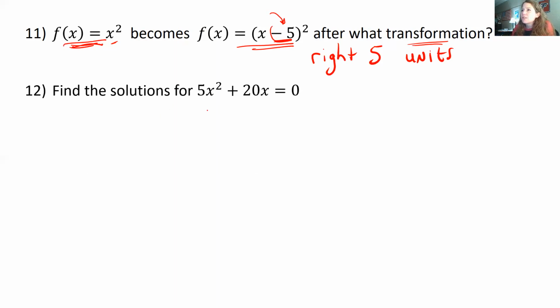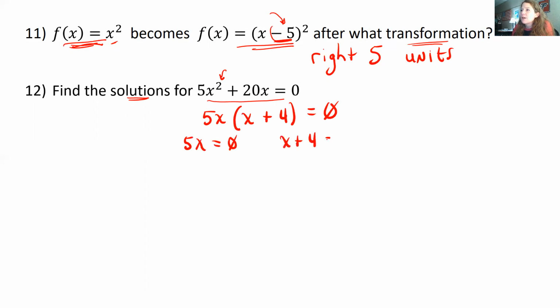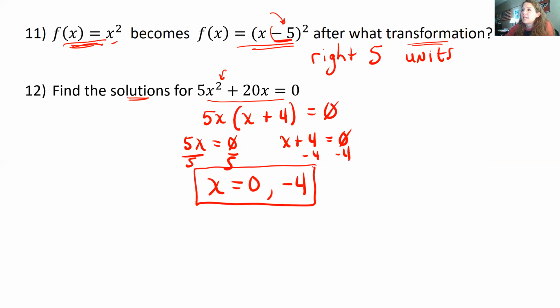Number 12, find the solutions for, well, it is a quadratic, which means we'll have 2 solutions. So what can I do with these 2 terms right here? I can factor out a 5x from both of them. So I'd have x plus 4. Since my equation is equal to 0, I take both parts, the 5x, set it equal to 0, and x plus 4, set it equal to 0. When I solve for x, I get x is equal to 0 and negative 4. So our x-intercepts would be 0 and negative 4, which are our solutions.